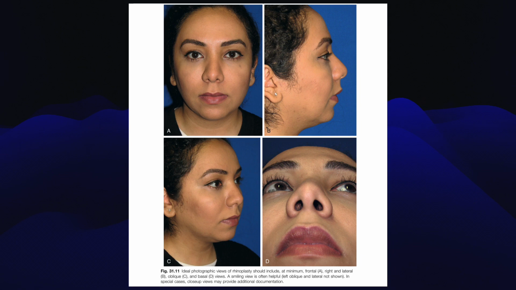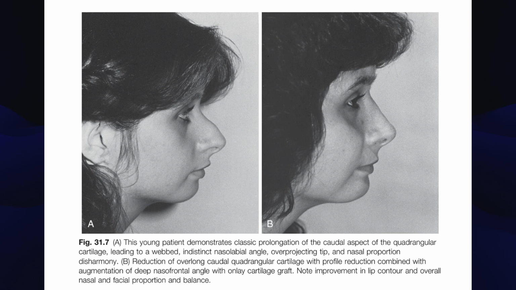The ideal photographic views of a rhinoplasty patient. The ideal views are frontal, lateral view, which includes right and left lateral, oblique, which includes right and left oblique, and basal views. In this photo, the question will be: what is the deformity seen in this photo? The answer will be as follows.